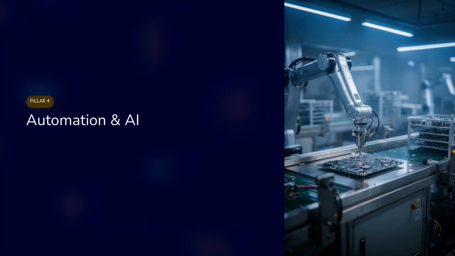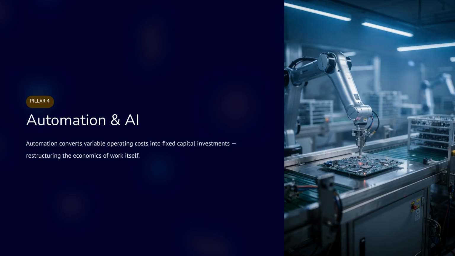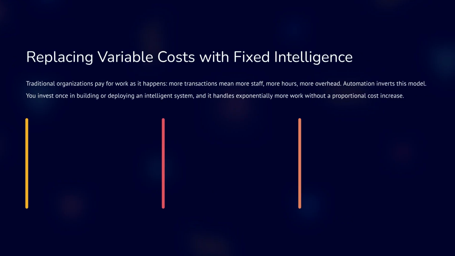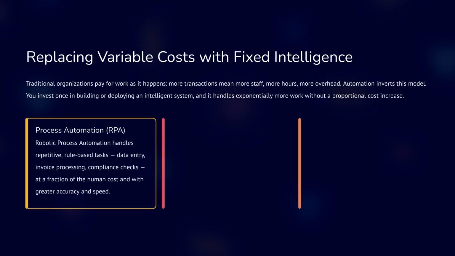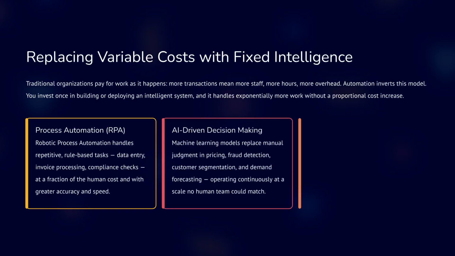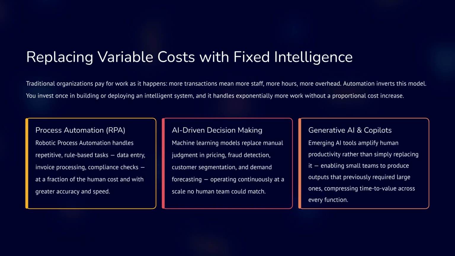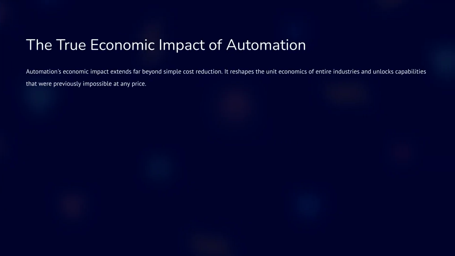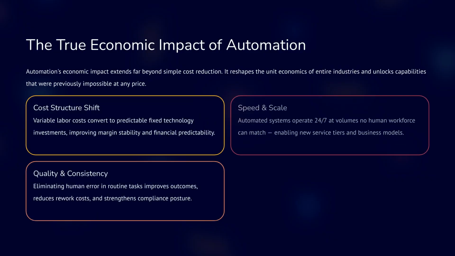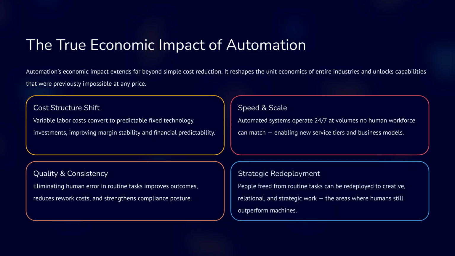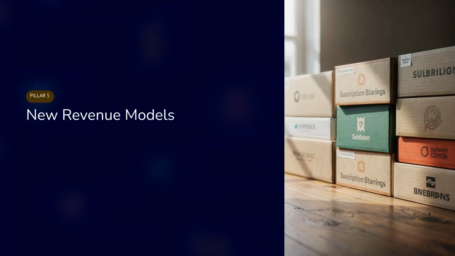Pillar 4 is automation and AI. Automation converts variable operating costs into fixed capital investments, fundamentally restructuring the economics of work itself. Automation replaces variable costs with fixed intelligence. This includes robotic process automation for repetitive tasks, AI-driven decision-making for complex decisions, and generative AI and copilots for amplifying human productivity. The true economic impact of automation goes beyond cost reduction. It shifts the cost structure, offers unparalleled speed and scale, and allows for the strategic redeployment of human talent to creative and relational work.